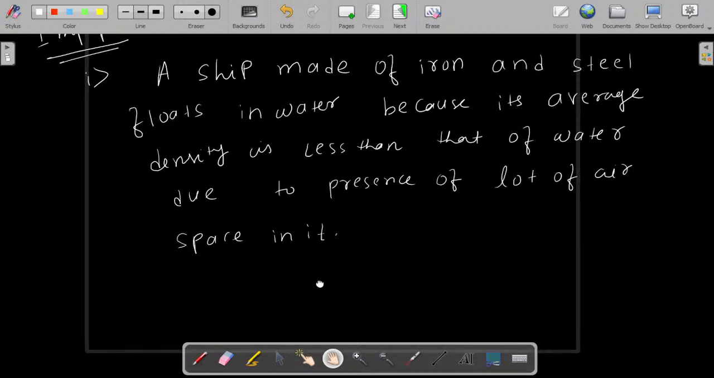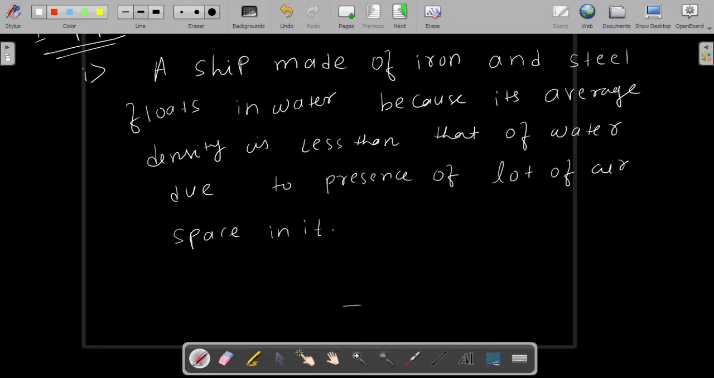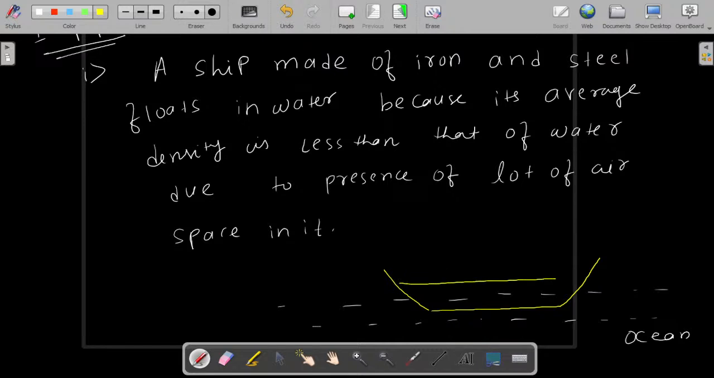You draw the diagram also. Suppose this is an ocean or sea, and a ship is there. It will not sink. Why will it not sink? It is made up of iron having more density, but here air is trapped. Here there is air and air. If you fill it with water, then it will sink.